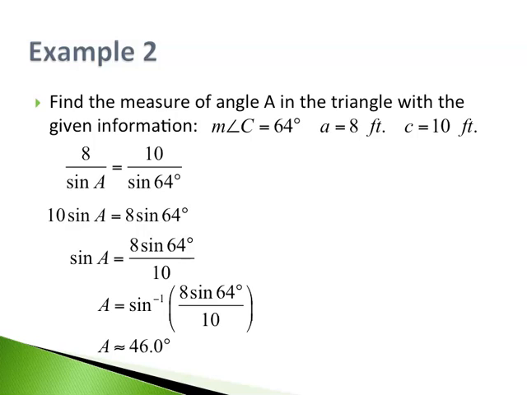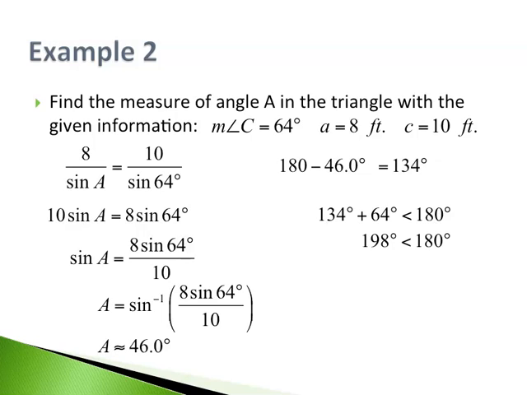Now to find the second angle measure, we subtract 46 from 180. So our second possible angle measure is 134 degrees. Now to check, we add that to 64, the original angle measure given. Because 134 plus 64 is more than 180, we know this can't work, because if two of the angle measures in a triangle add to more than 180, then we can't have a third angle in that triangle. So this doesn't work, and the only valid angle measure for A is 46 degrees.